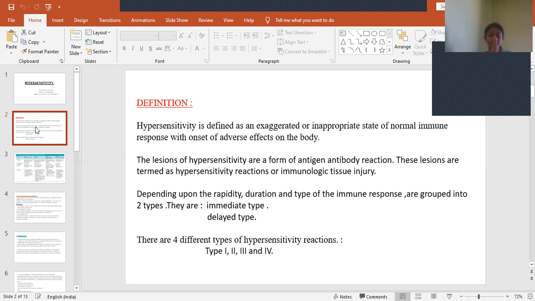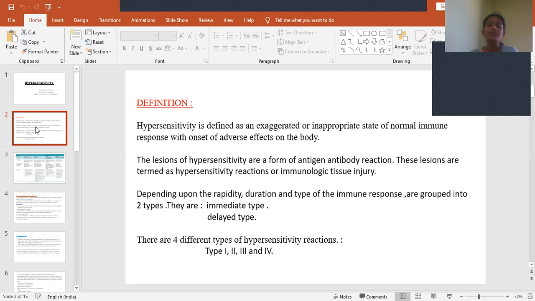And then depending upon the rapidity and the type of this response, these were classified into two types, that is immediate type and delayed type. If the response is very rapid, we call it immediate type. Delayed type is when, even after exposure to some kind of antigen, the response takes a longer duration, and then we call it delayed type of hypersensitivity reaction.